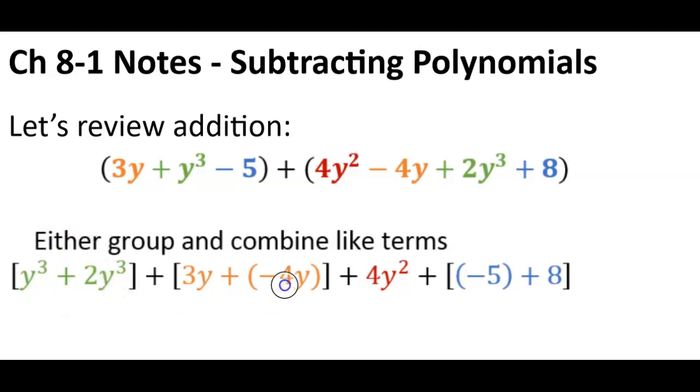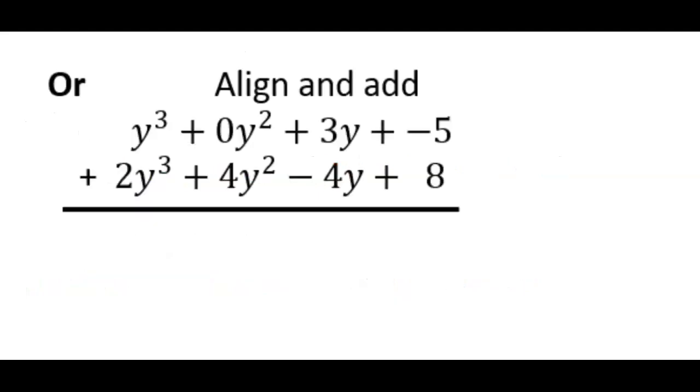Highest degree first, okay? So, technically these should be over here then. So we have our cubed terms, then our squared terms, then just our single terms, and then our constants. So those should be switched. But here's how we would combine and add, okay? And then we also talked about aligning and adding.